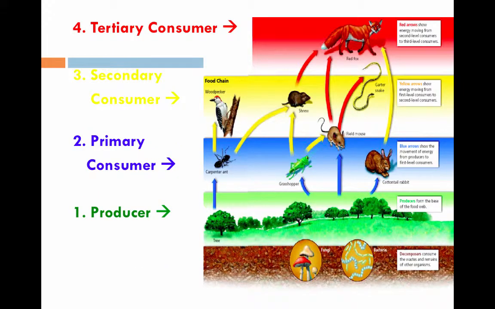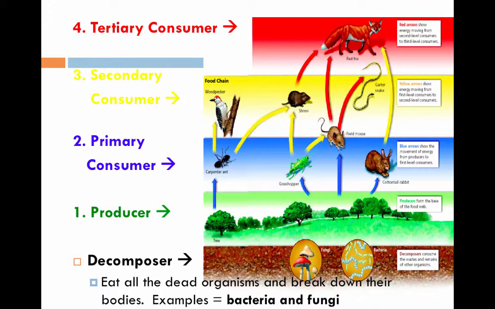There is one final type of organism that is sometimes shown in a food web. They are decomposers, organisms that eat dead animals and plants and break them down and return their nutrients to the soil. Common examples of decomposers are bacteria and fungi.